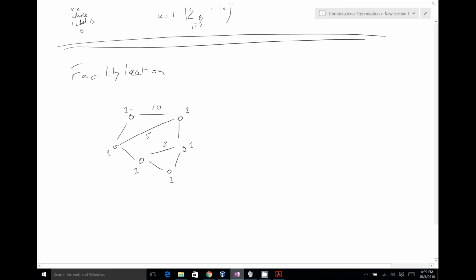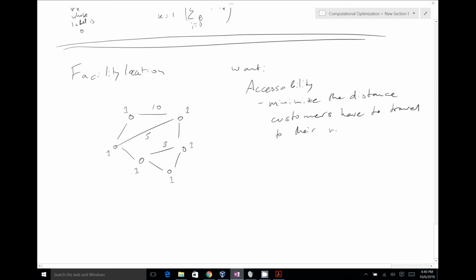Accessibility is a great thing to consider. If you notice, most Walmart stores are next to a highway, right? Why is that? Because it's easy to get there. So accessibility here is going to be something in terms of the distances. So what we want is accessibility, which is to minimize the distance customers have to travel to their nearest store.